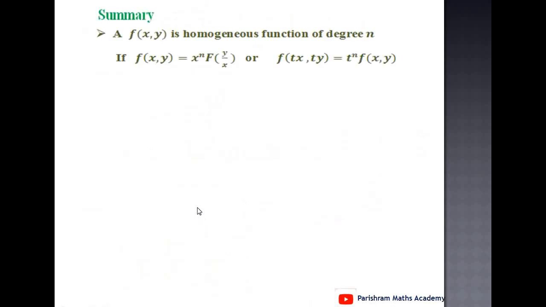First, then summary. To study this topic, first you can remember the definition of homogeneous function. How to check whether the function is homogeneous or not, and what is the degree of the function. At that time we can check the degree of the function. If f of x comma y equal to x raised to n into capital F of y upon x, or f of tx comma ty equal to t raised to n into f of x comma y, if this condition is satisfied, then the function is a homogeneous function of degree n. This is the definition of the homogeneous function.